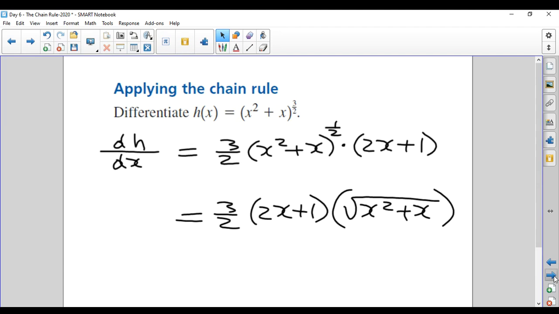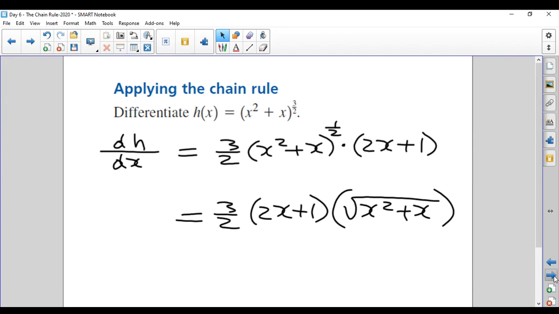Okay, let's take that to a little different level, a little higher level, by looking at an exponent which is not just a regular integer, such as 1, 2, 3, 4, or 5. This was 3 over 2. So it's a rational exponent.